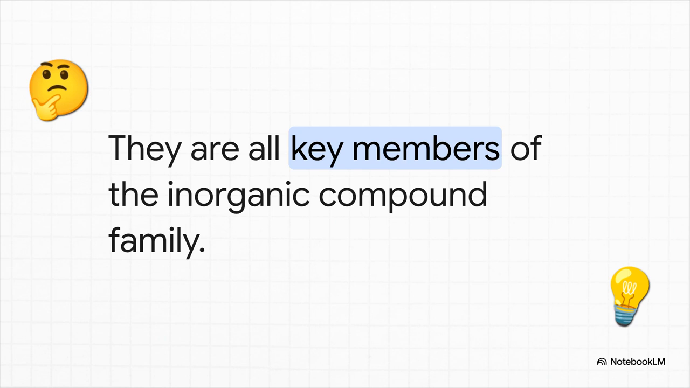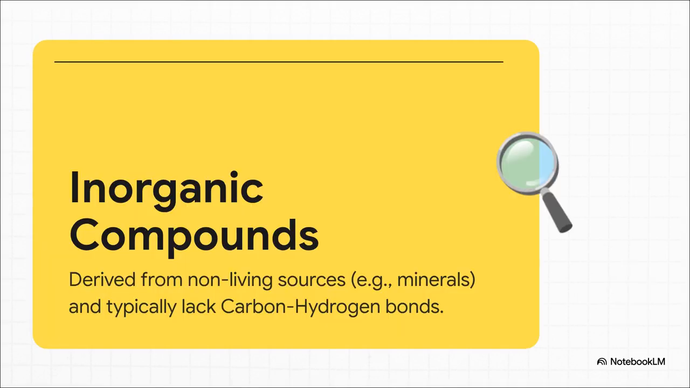It's like this invisible network that connects so many things we use and rely on every single day without even thinking about it. So, what even makes a compound inorganic? Well, it usually boils down to two things. First, they generally come from non-living stuff, like minerals you dig out of the ground. And second, they almost always lack those carbon-hydrogen bonds that are the absolute hallmark of organic chemistry. Now sure, there are a few exceptions, like carbonates, but this is a really solid rule of thumb.